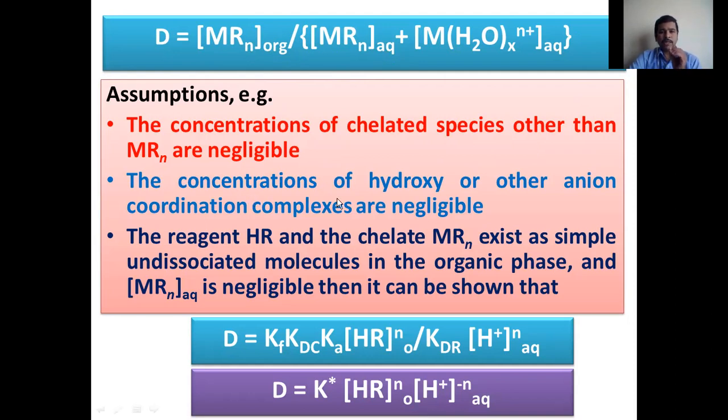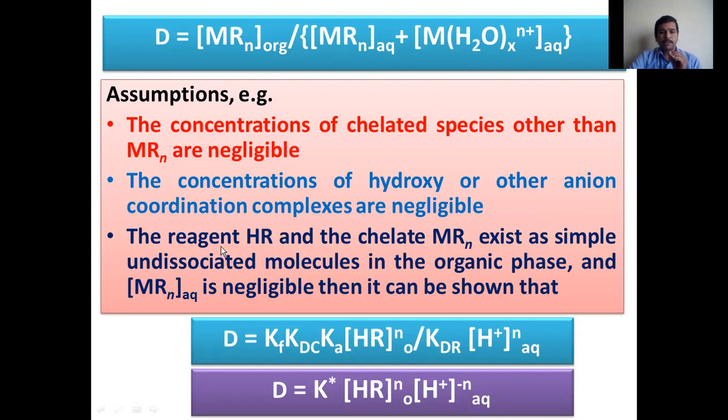Next one. The concentrations of hydroxy or other anion coordination complexes are negligible, because if these anion coordination complexes are present, they will contribute to the ligation. Therefore, further complexation may be possible if the free metal is present. Therefore, we have to make sure that the hydroxy or other anion coordination complexes are not present. Even if they are present, we have to assume their concentration is quite negligible.